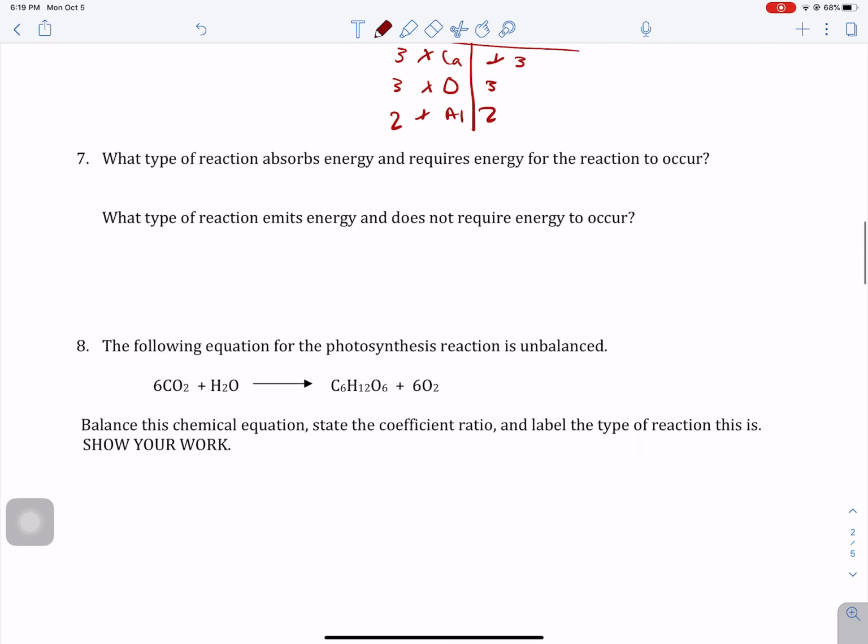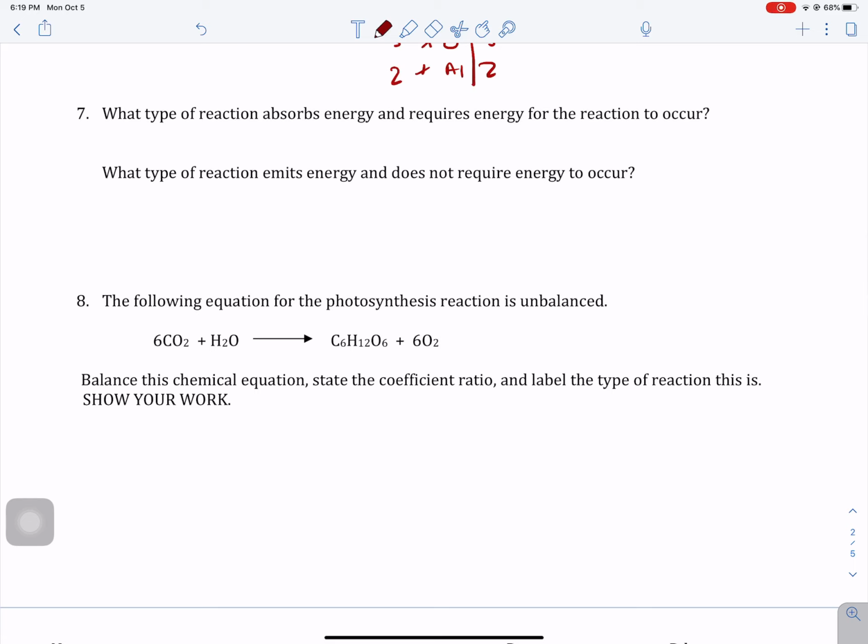So number 7, what type of reaction absorbs energy and requires energy for the reaction? Your keyword here is absorb. So this means to go into. So that's your key. If it goes into a reaction, that means the heat is lost. So if heat is lost, this is going to be endothermic. By the way, I'm going to write endothermic in blue.